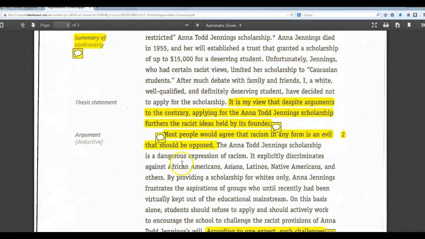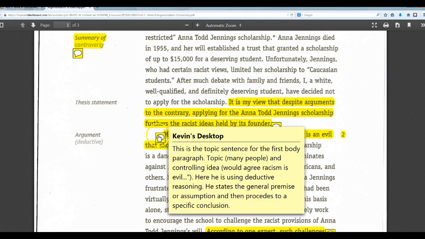And here he uses deductive reasoning. If you take a look, he starts with "many people," which is the topic of the topic sentence, and then what's the controlling idea? Well, many people would agree racism is evil. Here he's starting with deductive reasoning, which means he starts with a general premise or assumption, and then he proceeds to a specific conclusion. If you've read over the chapter and watched the PowerPoint that I put together, you would know that this is truly deductive reasoning.